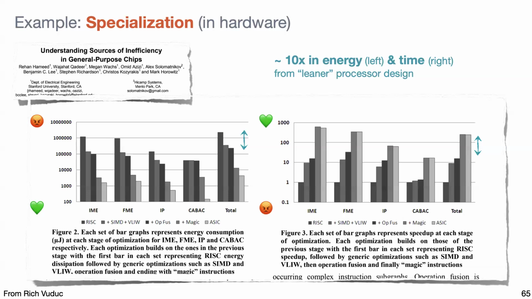So this bar is for energy consumption. It's saying how much energy consumption is coming from supporting these different types of functionality. And with specialization, you can improve the energy consumption significantly by getting rid of this stuff that you don't need. And this is the opposite side, this is speed up.